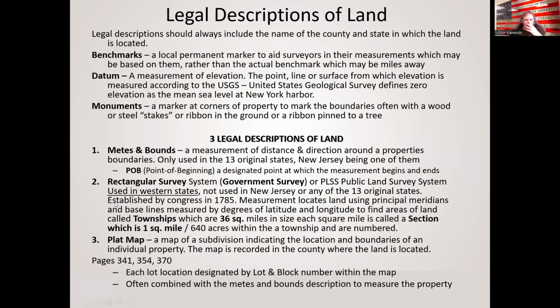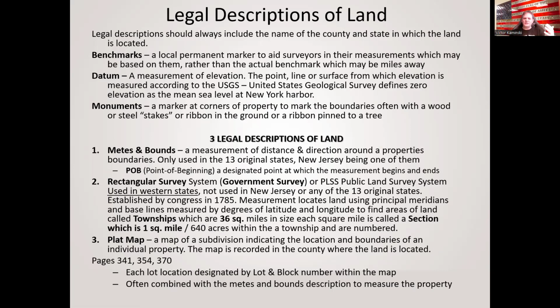So the rectangular government survey is a measurement that locates the land using principal meridians and baselines measured by degrees of latitude and longitude to find areas of land called townships. How big is a township? 36 square miles. How many sections in a township? 36, because each one is 1 square mile. And there's 640 acres in 1 square mile. Not that you need to know that, but there you go.